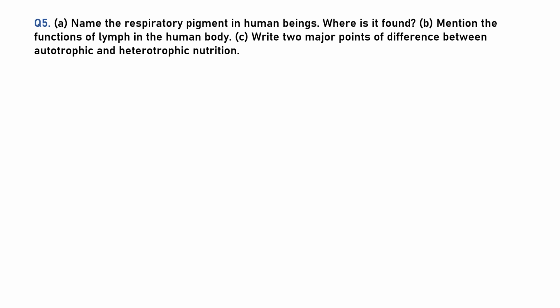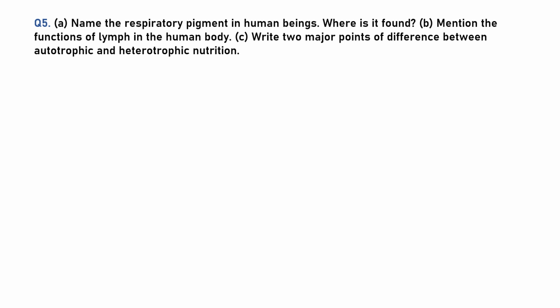Then write 2 major points of difference between autotrophic and heterotrophic mode of nutrition. As we know, autotrophic means they make their own food. All green plants, with the help of chlorophyll, by the process of photosynthesis, make their own food. And what is important for the process of photosynthesis, children? Sunlight.